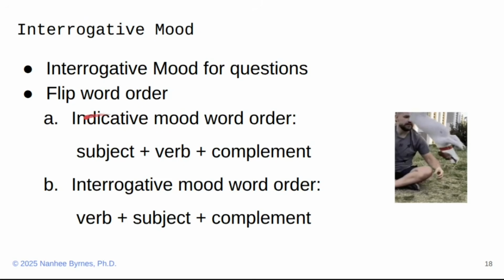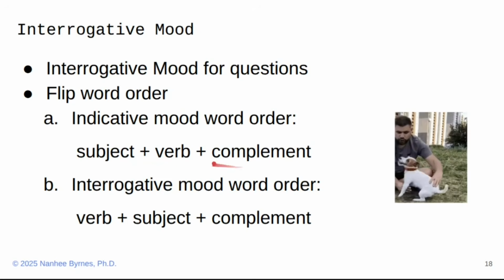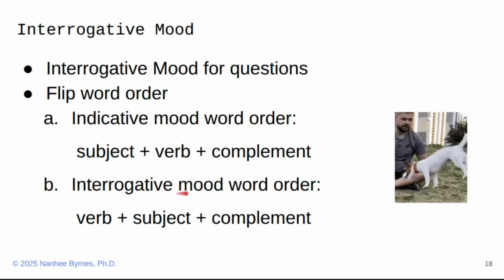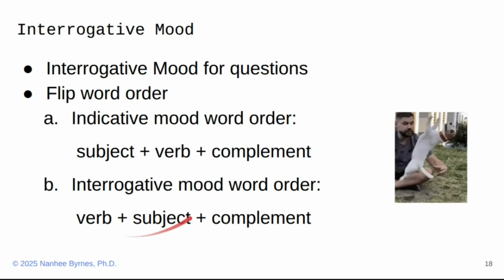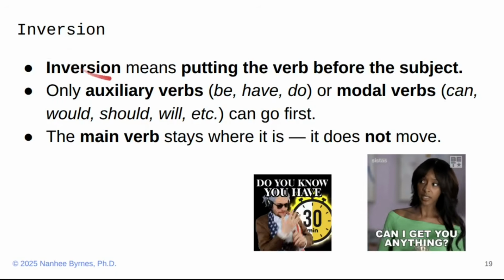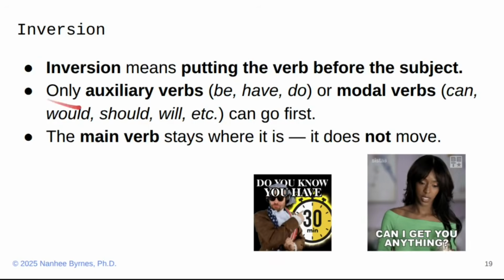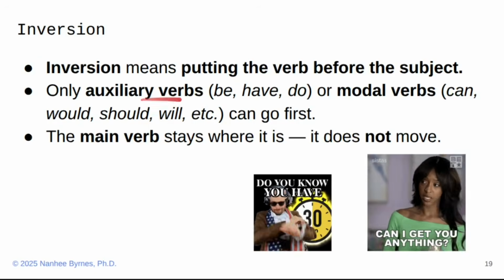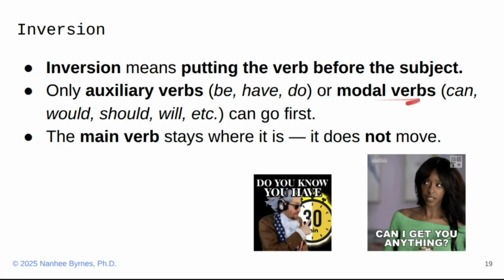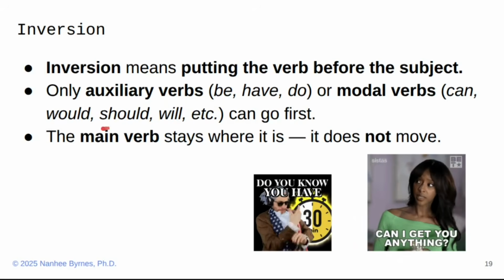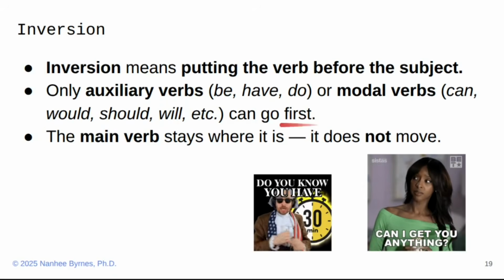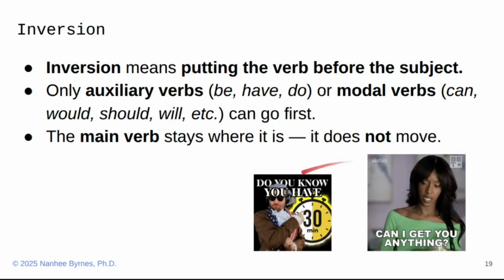Remember how in the indicative mood, the subject usually comes first, then the verb, then the object? Well, in interrogative sentences, English loves to play tricks. So how does it work? The key is inversion, putting the verb before the subject. But not just any verb can jump to the front. Usually it's auxiliary verbs like be, have, or do, or modal verbs like can, would, should. The main verb usually stays put. It doesn't lead the charge.